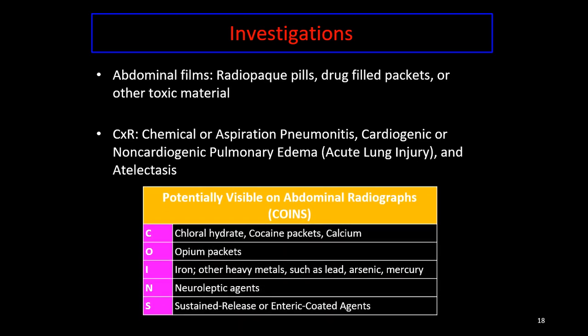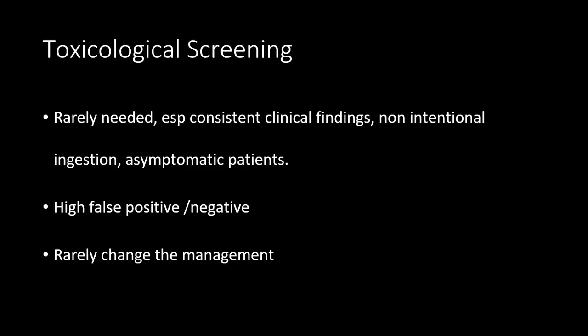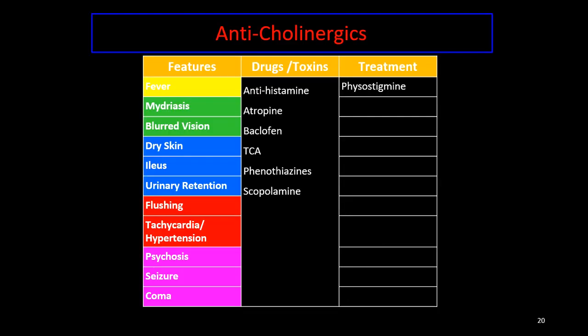Okay. So this is something which is available on abdominal radiographs. So cocaine packets, opium packets, iron, neuroleptic agents, sustained release enteric coated agents. Now toxicology screen, we all know, is rarely needed and not very helpful. You get a high rate of false positives and negatives and it rarely changes the management. Okay, so I'm not going into details of it.